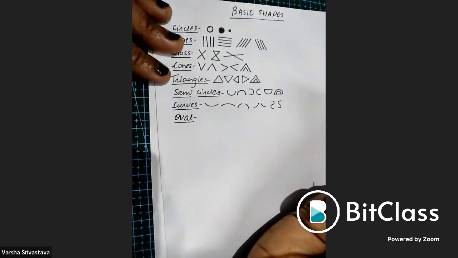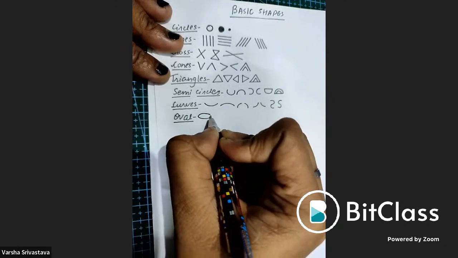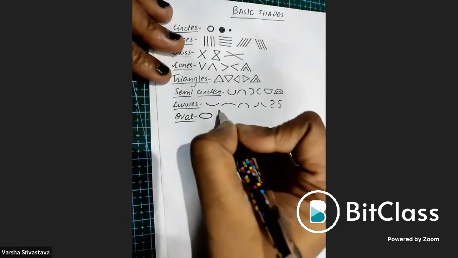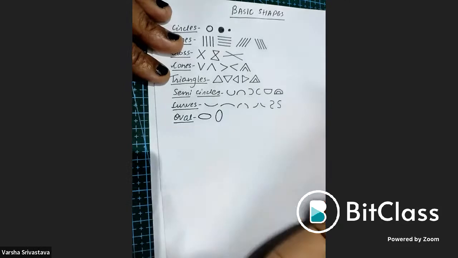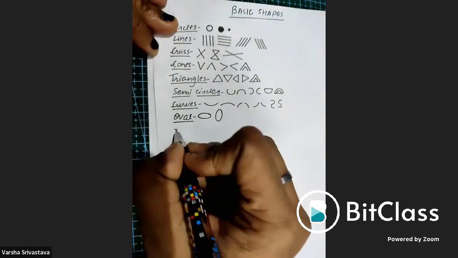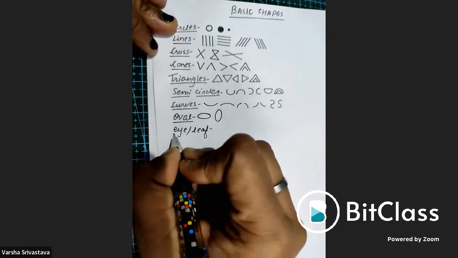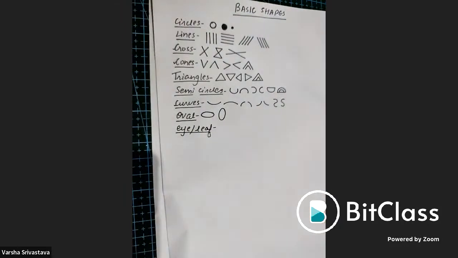Oval. For making the oval, just make it like this, horizontally, and this is the vertical one. And then I'm making the eye shape or leaf shape. Now the question arises that why eye shape? We don't make the faces, we don't make the eye shapes.